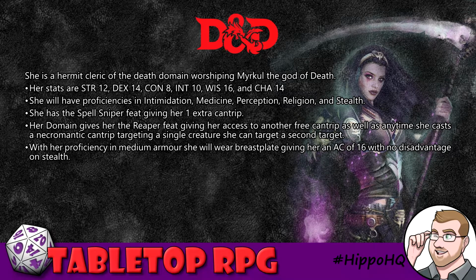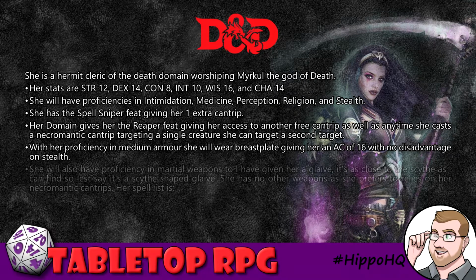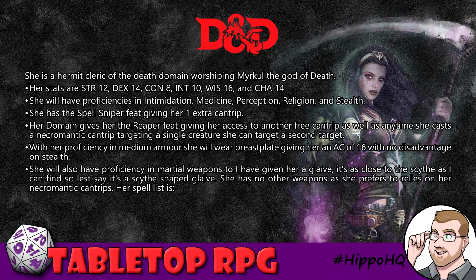With her proficiency in medium armour, she'll be wearing a breastplate, giving her an armour class of 16, without the disadvantage of stealth. I know it costs a lot, but we're having fun creating a character, we're not worrying about money here. She will also have a proficiency in martial weapons, so I've given her a glaive. This is about as close as I can get to a scythe, so let's just say it is a scythe-shaped glaive. She has no other weapons as she prefers to rely on her necromantic cantrips.